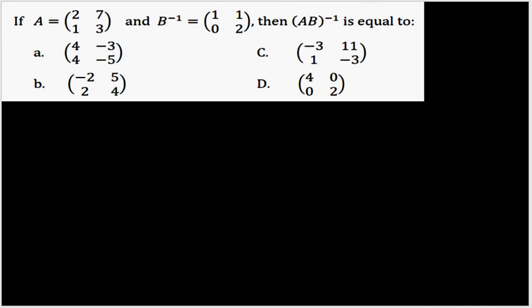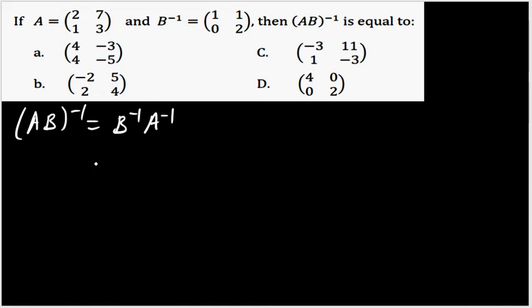The second question: if A equals 2 7 1 3, and B inverse is also given, what is asked here? A times B, the whole inverse. AB the whole inverse is the same as B inverse times A inverse.